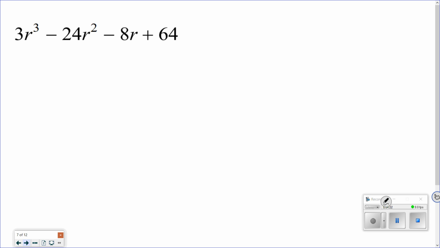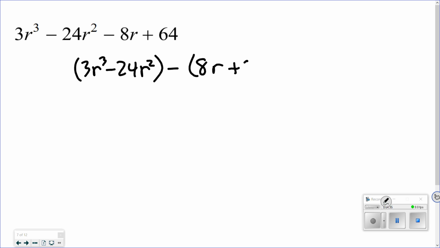So this is what we do a lot, is we take the first two and group them together, which is great. That's what you're supposed to do. And then we put the minus there, and we put 8r plus 64. Okay, now I've just made a mistake, so I made an error there. So I want you to pause for just a second, think about that, see if you can figure out what I did wrong.